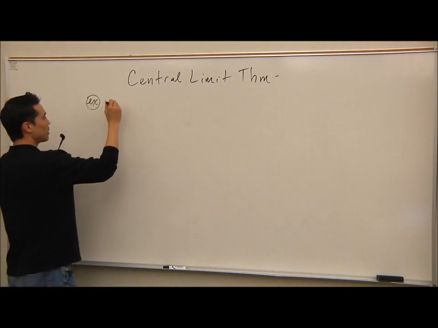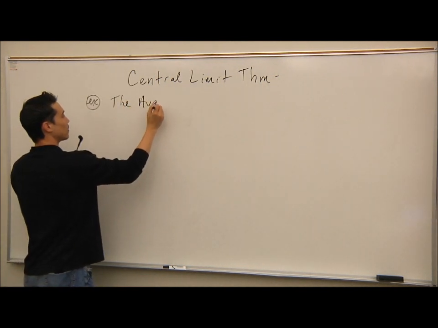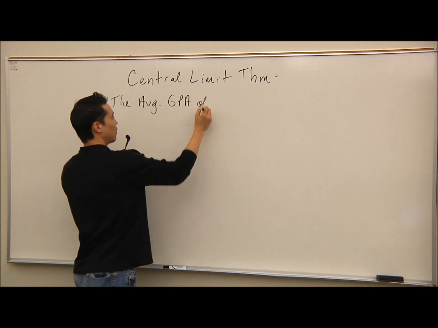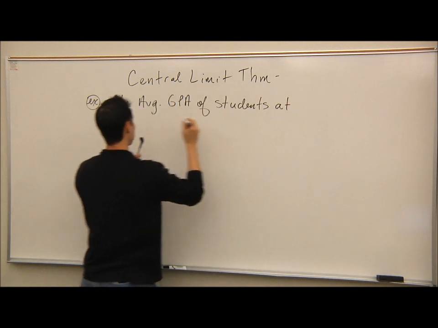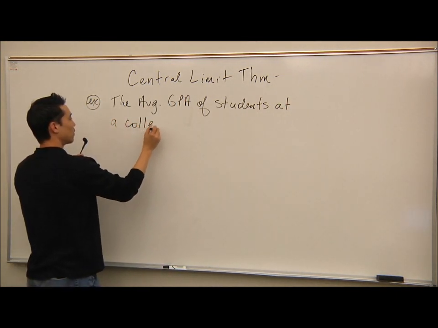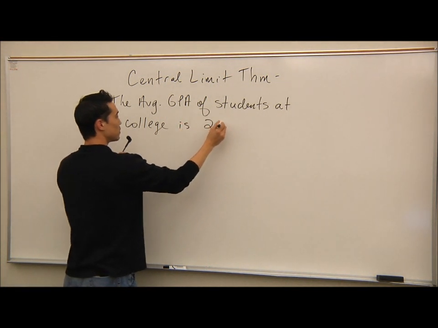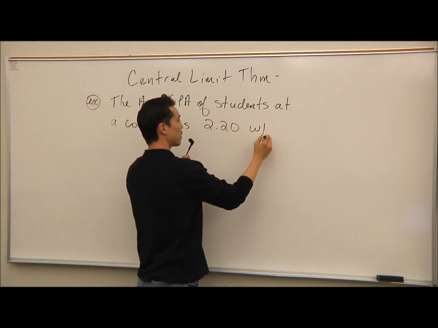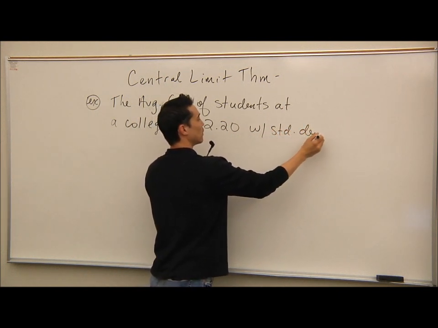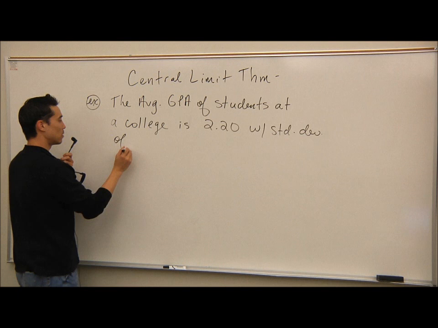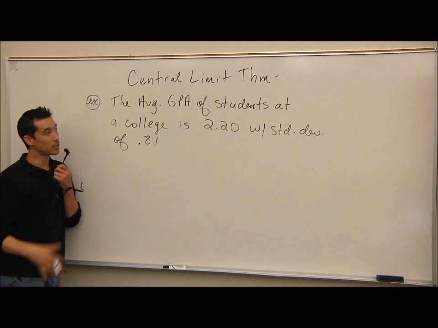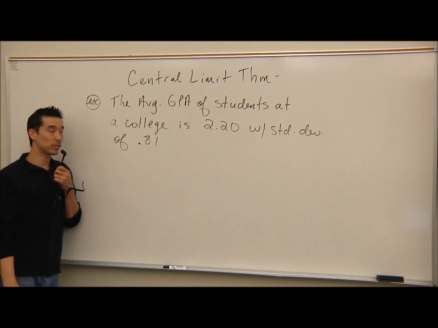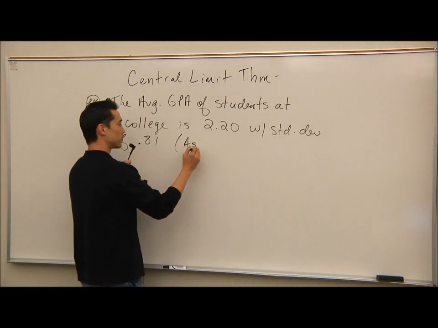Let's say the average GPA of students at a college is 2.20 with a standard deviation of 0.81. Okay? So let's say that's our given. The average GPA of students at a particular college is 2.20, and the standard deviation is 0.81. Okay, and again, somewhere in the problem, assume normal.